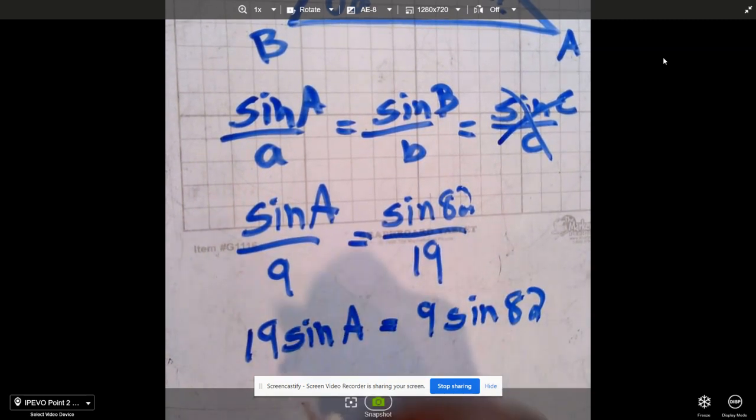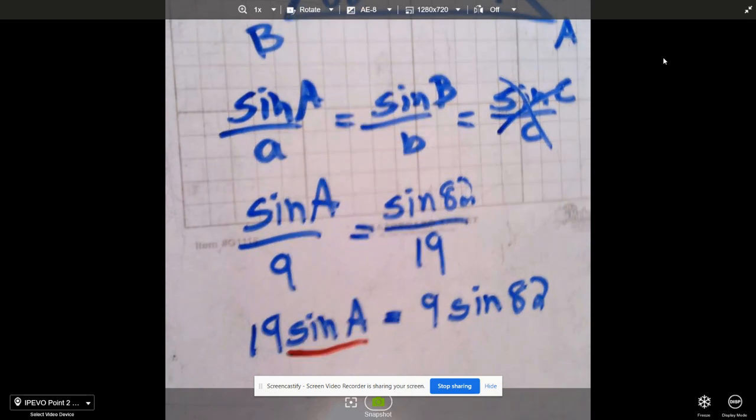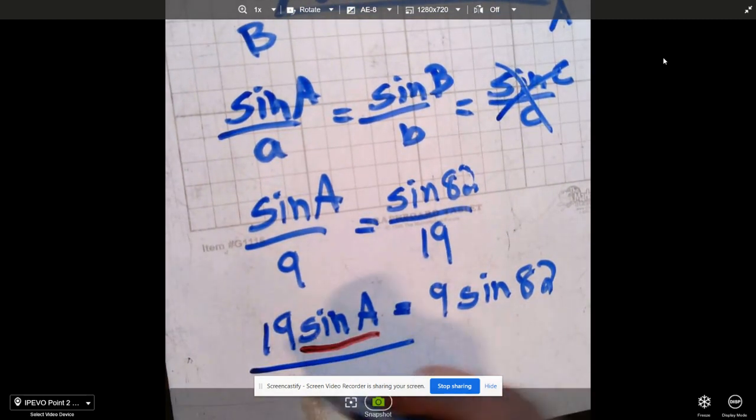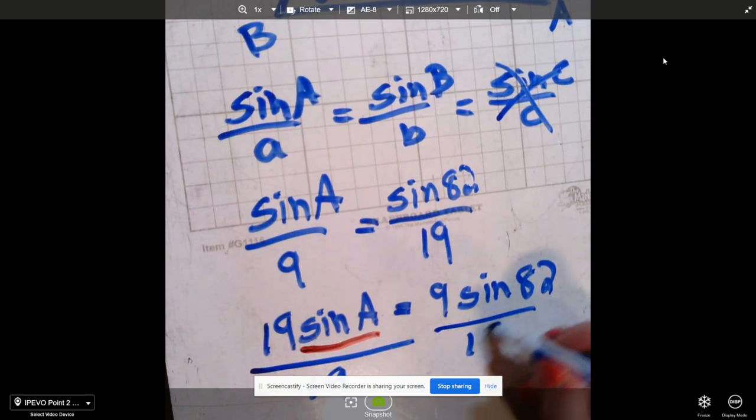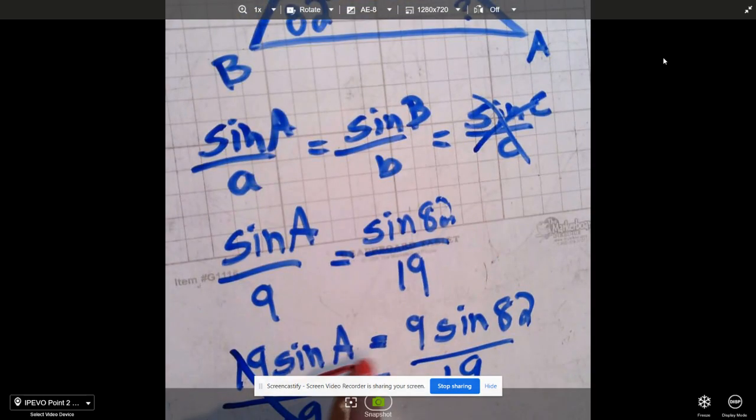This here is my variable. The sine A is my variable, right? That's like a chunk of information. I can't break the sine and the A apart until it's alone. So I'm going to divide both sides by 19. And when I do that, the 19s cross out, and I have the sine of A equals 9 times the sine of 82 over 19.